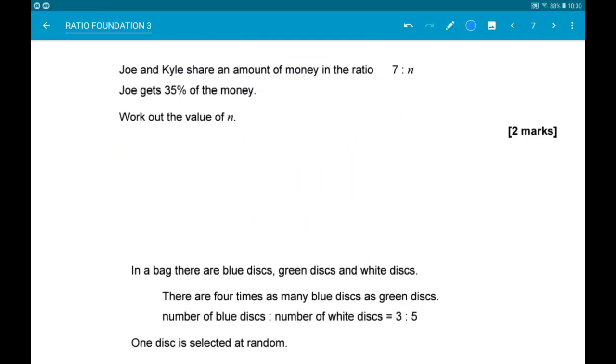Okay, then the next question. Joe and Kyle share an amount of money in the ratio 7 to n. Joe gets 35% of the money. Work out the value of n. Okay, even though we don't know the amount of money, we know percentages always have to add up to 100. So we can say Joe to Kyle would be 35% to 65%.